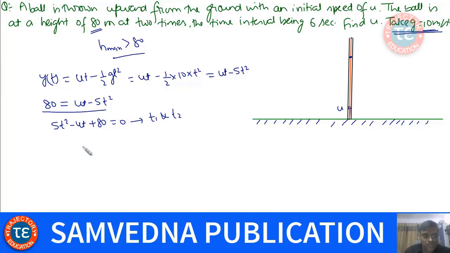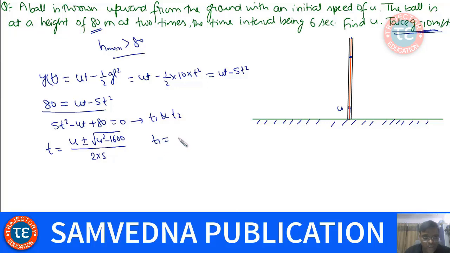Okay. So from here it will give you two roots, t1 and t2. So one way is, you can find t1 and t2 and take the difference and equate it to 6. That's one way. The other way, you can use the property of the quadratic equation. Just do both ways. Suppose t is what? u plus minus root of u square minus, what will be 80 into 5, 400, 1600, upon 2 into 5.